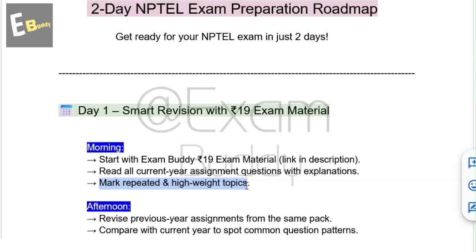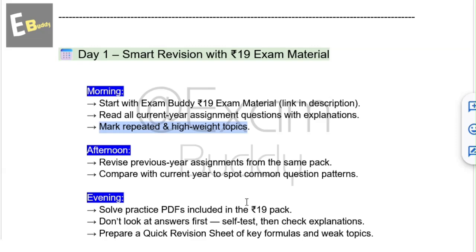Next is evening. In the evening you have to solve the practice PDFs included in the 19 rupees pack. In our exam material, we also provide solved practice and unsolved practice PDFs. Don't look at the answer first: self-test, then check the explanation. So you have to do the assignment, but don't look at the answers and explanation. Next, prepare a quick revision sheet of key formulas and weak topics. You have to create a 2-page sheet and write down all short notes, formulas and definitions in your 2-sheet notes. This is known as cheat notes.